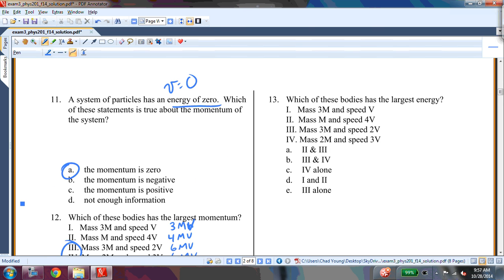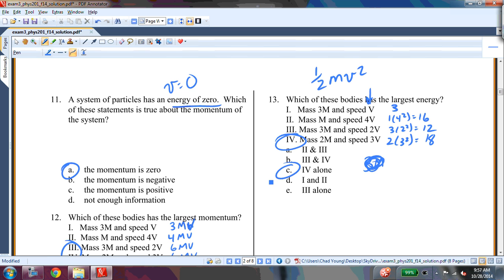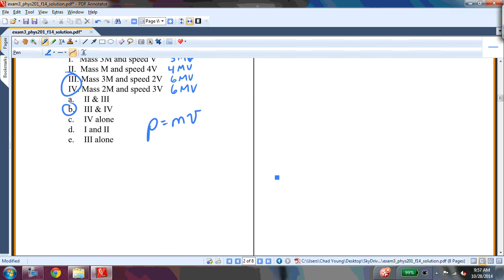Which of these bodies has the largest energy? Remember, energy is 1/2 mv squared. So it's a little more complicated here because I'm going to square the coefficient of v. Actually, I'm just going to write the coefficients. So 3, it says 1 times 4 squared, which is 16. 3 times 2 squared, which is 12. And 2 times 3 squared, which is 18. So 4 alone has the highest energy.